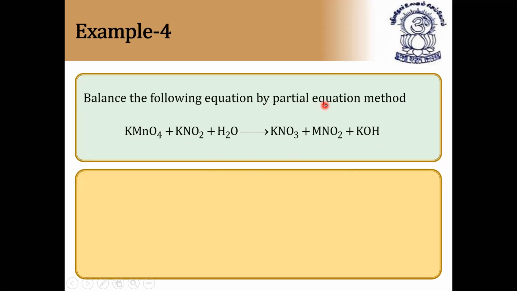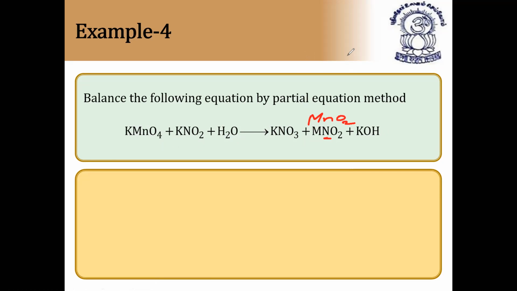balance the following equation by partial equation method, that is in neutral medium. Potassium permanganate combines with potassium nitrite along with water to form potassium nitrite and potassium nitrate, and manganese MnO2. Here N should be smaller. It has been written wrong. So this should be capital M, small n, O2 plus KOH, potassium hydroxide. So these are the equations now.